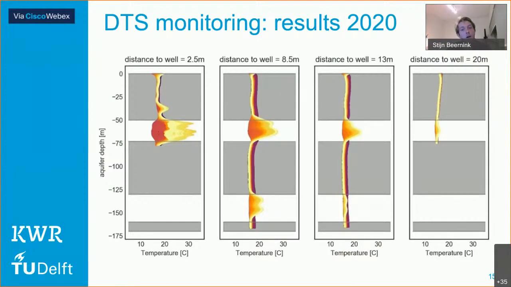But what is not so obvious is the large difference between the temperature increase we see between the shallow aquifer and the deep aquifer. So the temperature increase is way larger in the shallow aquifer. And why this is the case is probably because more water is also stored in this aquifer.